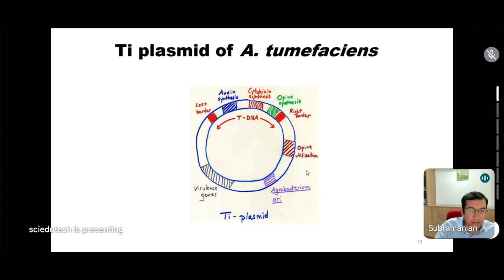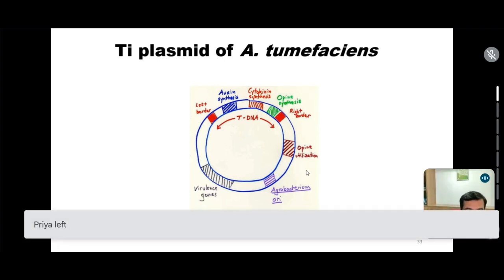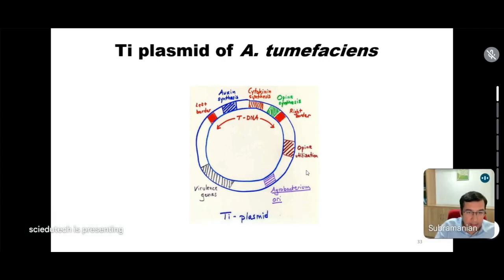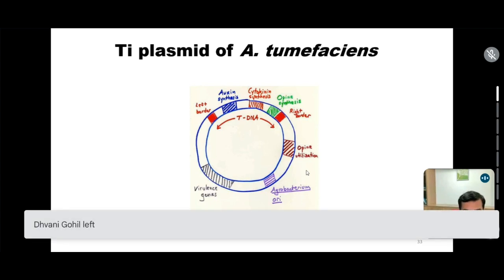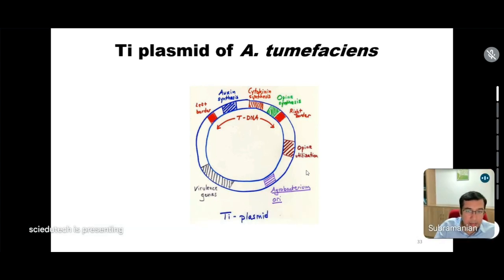So here is a diagram showing what is there in a tDNA or in a TI plasmid. You have two borders, the left and right border. You have genes which are required for auxin synthesis, genes for cytokinin synthesis, opine synthesis. There are virulence genes which enable this integration process, and of course, like other bacterial plasmids, there is an origin of replication. Next slide, please.